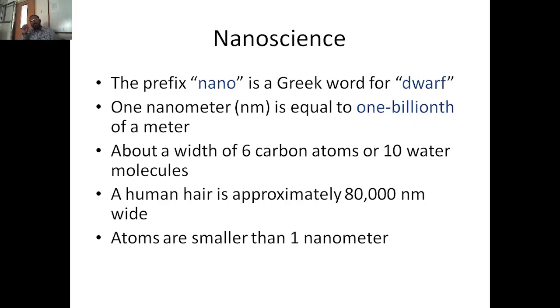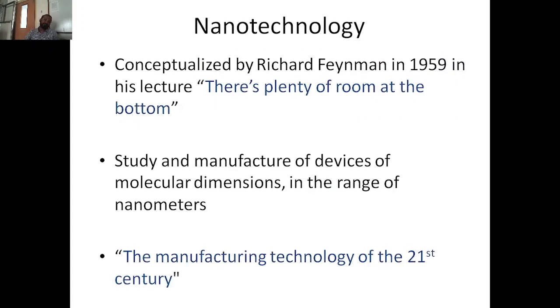Now imagine going from 80,000 down to just 10 nanometers or 80 nanometers. It will be almost thousands of times lesser than that. Next, atoms are smaller than 1 nanometer.